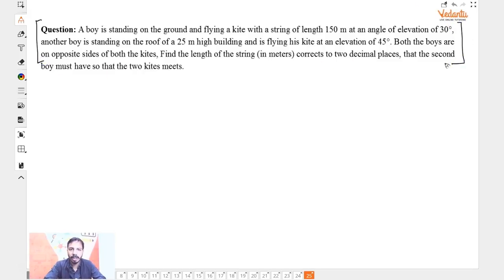A boy is standing on the ground and flying a kite with a string of 150 meter at an angle of elevation 30 degree. Another boy is standing on the roof of a 25 meter high building and is flying its kite at an elevation of 45 degree. Both the boys are on opposite sides, and they are flying the kites. So this is boy 1 and this is boy 2, and they are flying the kites in this way.